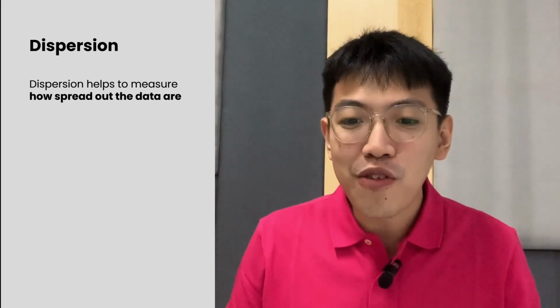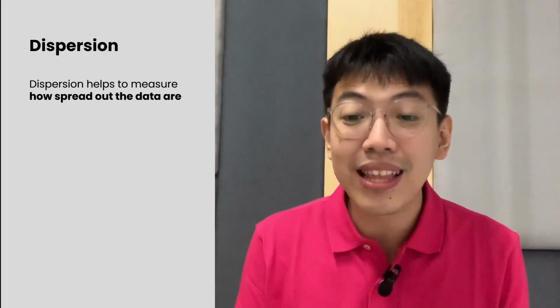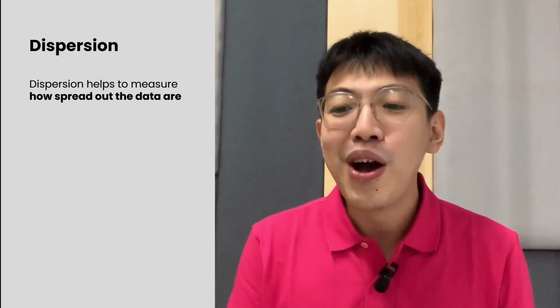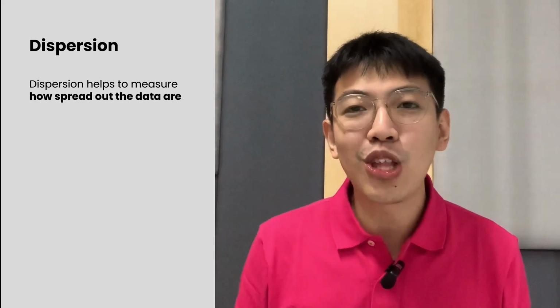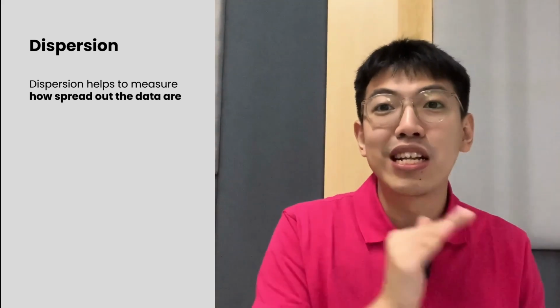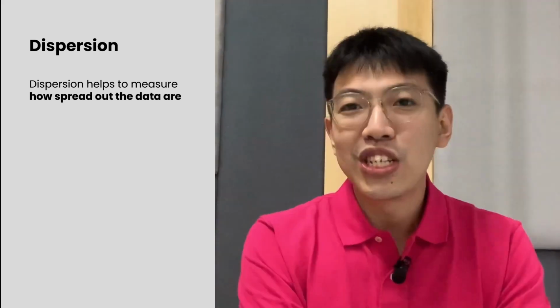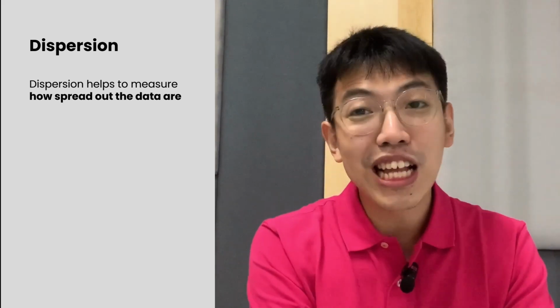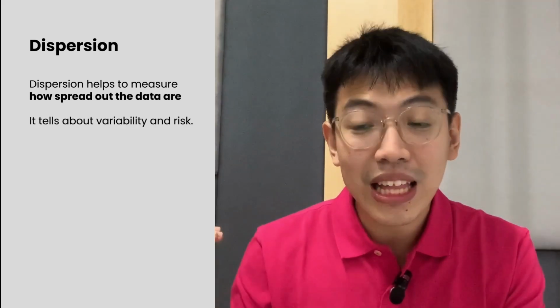If most of your friends are around the same height, the dispersion is low. But if some are very tall or others very short, the dispersion is high. So basically, dispersion tells us about variability and risk.